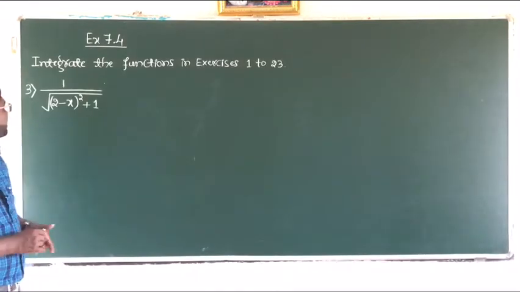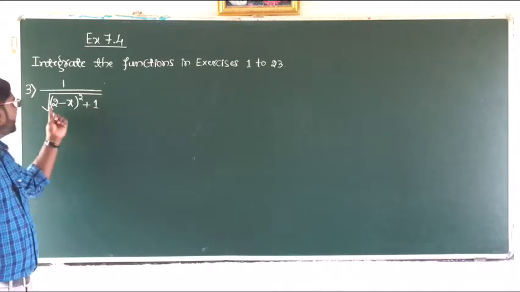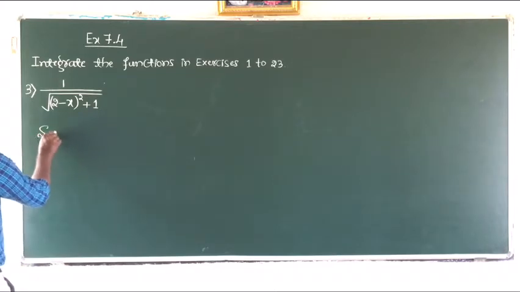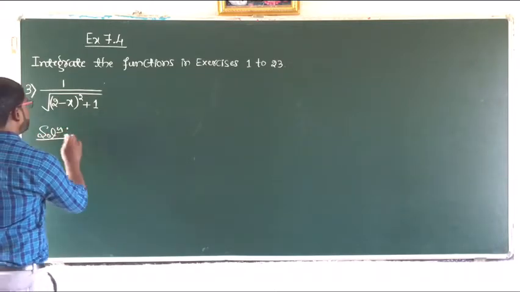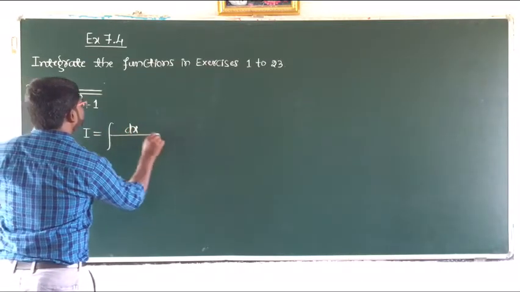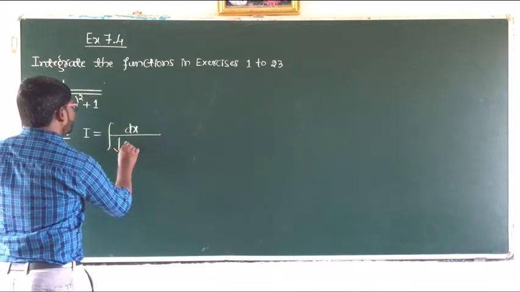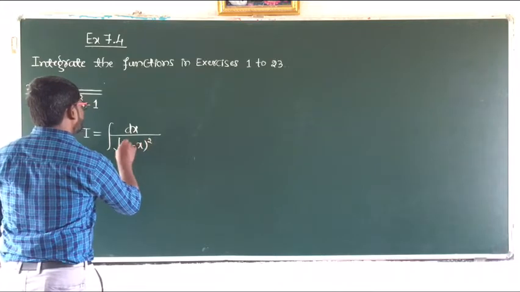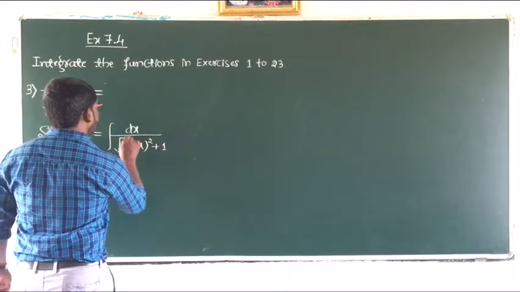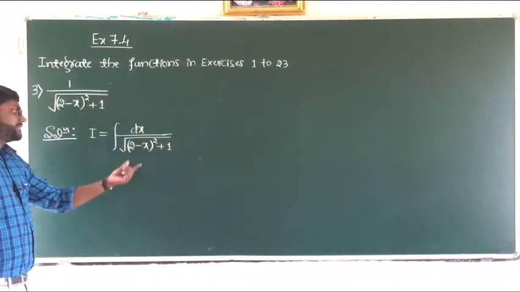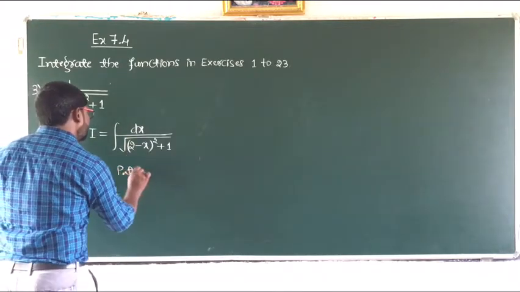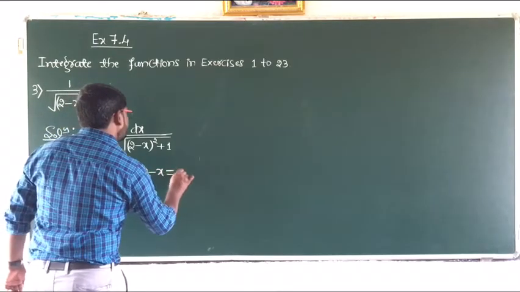Now the third problem, it is 1 divided by under root 2 minus x the whole square plus 1. So take this as I which is equals to integral dx upon under root 2 minus x the whole square plus 1. So now let us go for the substitution. Take 2 minus x as t. Put 2 minus x is equals to t.